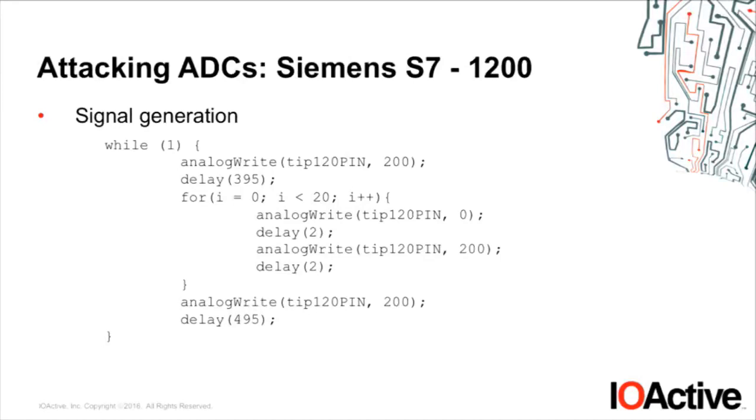Basically, as I said before, the main thing we want to do is to try to fool the host of the ADC. We can fool the ADC, but the point is to fool the system that is using the ADC, making it see things that are not there.